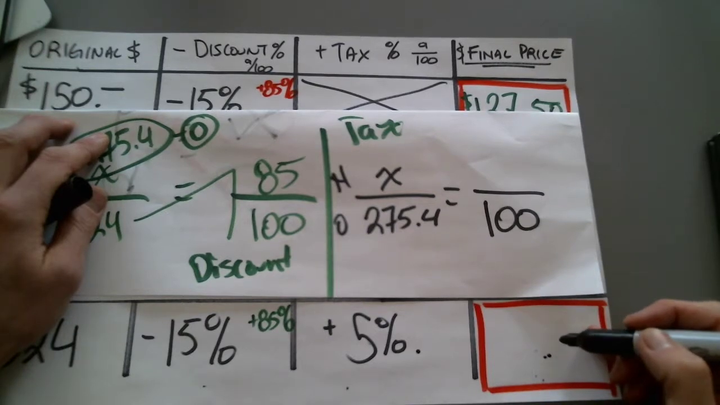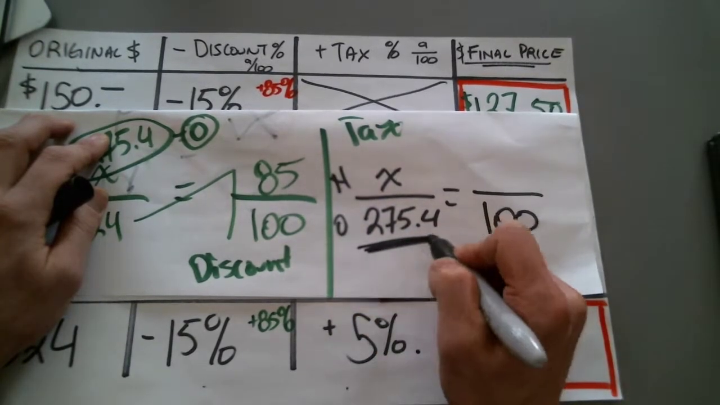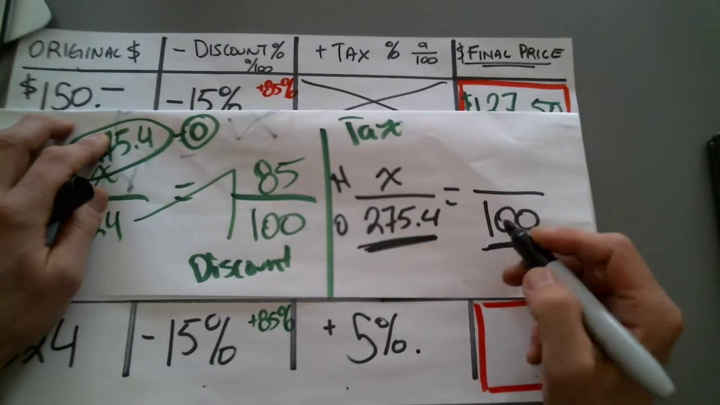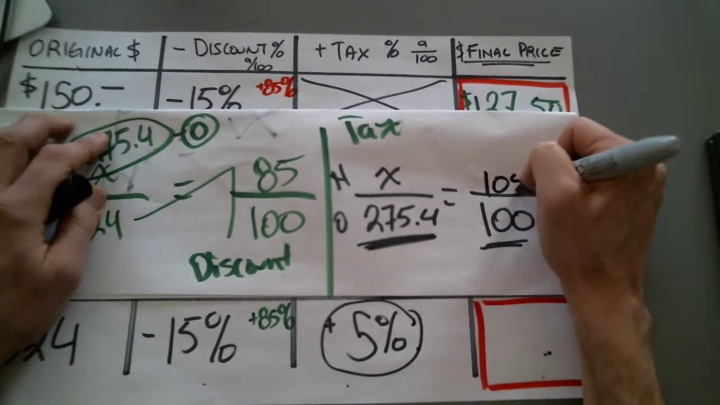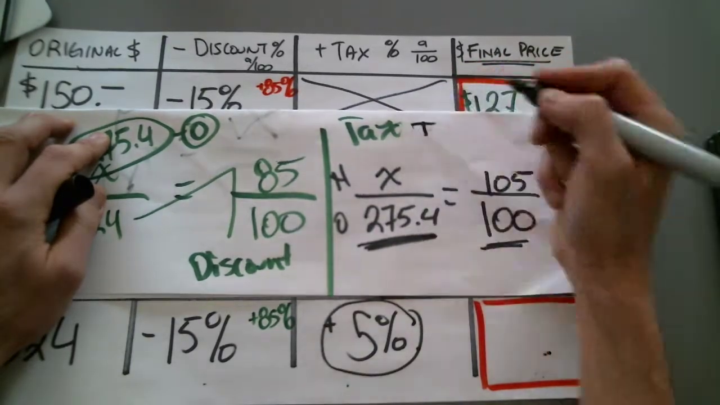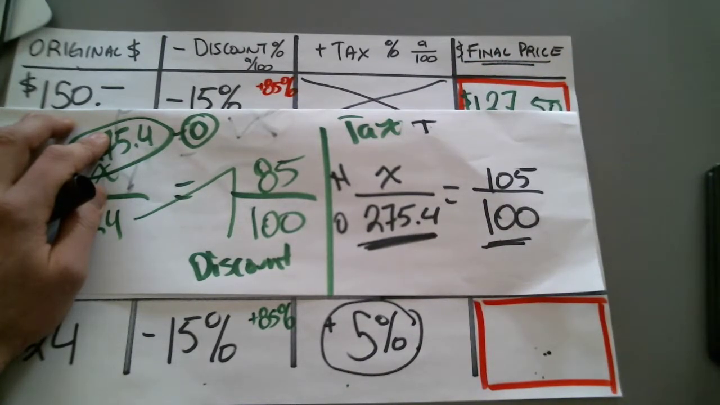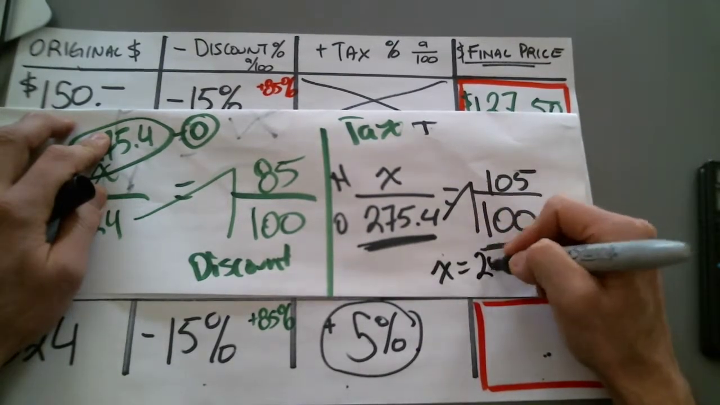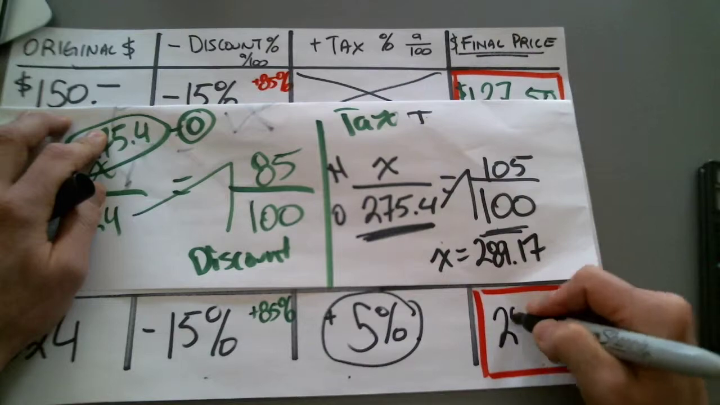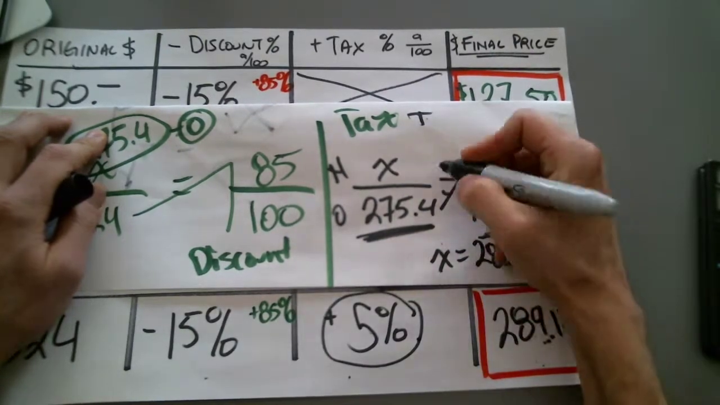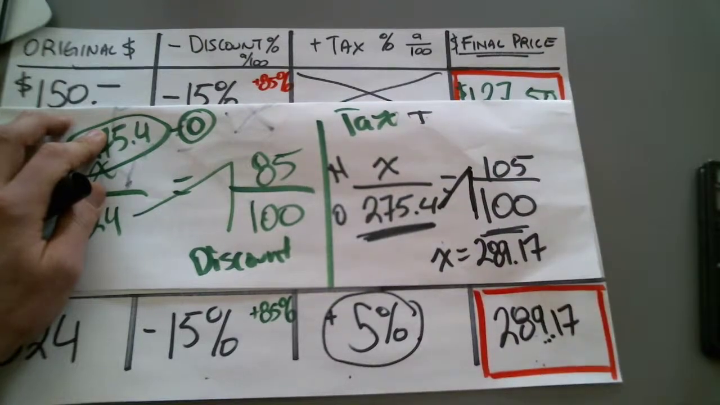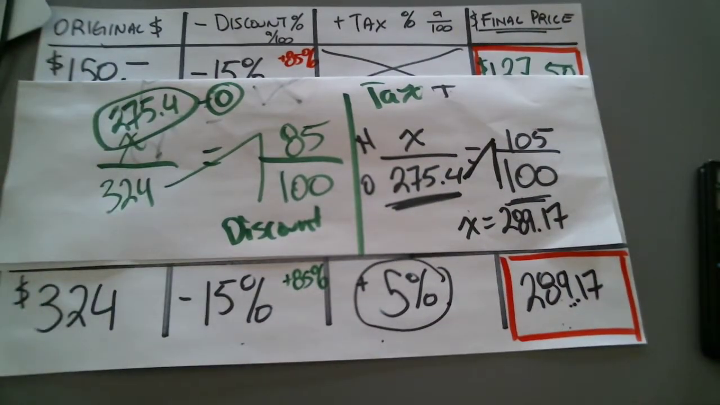I don't want to waste time. So the final price is this, which is 100% plus 5%, so 105%. Remember, tax is going to make it get bigger, not smaller. So I'm going to cross multiply and divide. 275.4 times 105 divided by 100. The answer I get is X equals 289.17. Because I multiplied 275.4 by 105, then divided by 100. Okay? There's 2 more layers of complexity.